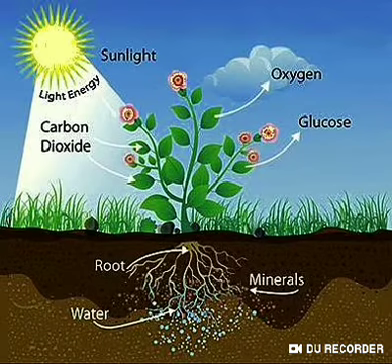Photosynthesis takes place in the leaves of plants. During photosynthesis, plants capture energy from the sunlight and use it along with carbon dioxide and water to produce carbohydrates or sugars. Oxygen is the byproduct.